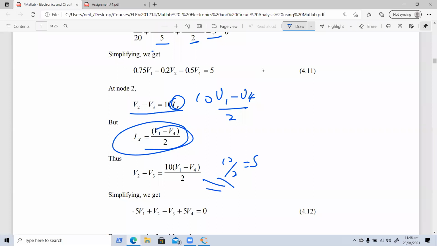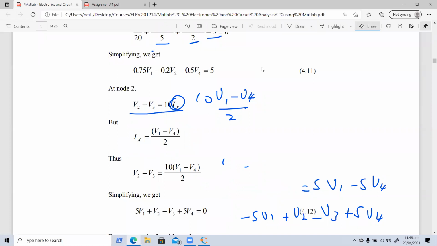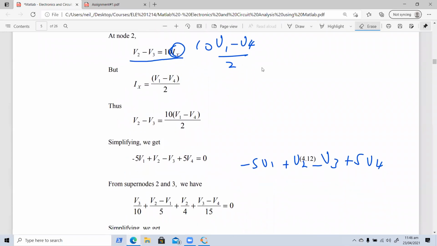So let's write this back. V2 minus V3 is equal to 5 V1 minus 5 V4. And then making that equal to 0, we get minus 5V1 plus V2 minus V3 plus 5V4. And we get our second equation here. Right? Good.